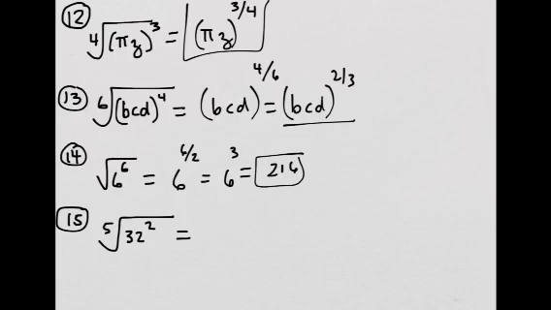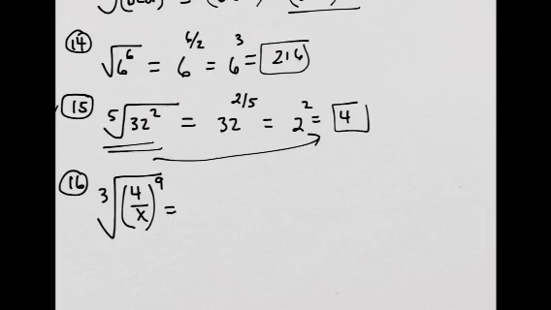So for number 15, the base is 32, the power is 2, and the root is 5. So 32 to the 2/5. Now this is the same as, we know that the 5th root of 32 is 2, and then we're going to raise it to the 2nd power, so that's going to give us 4 as our answer. So this is equal to 4.